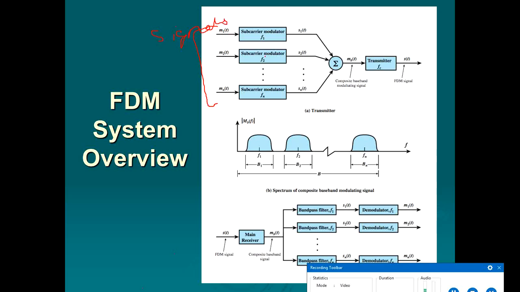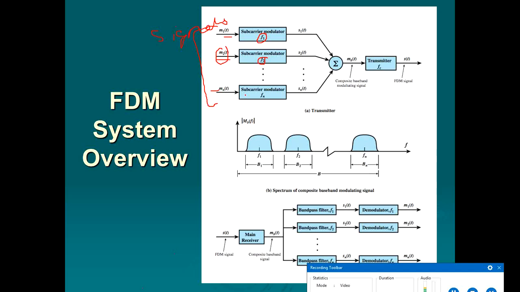Now these signals have certain frequencies, and they are to be multiplexed onto some transmission medium. So each signal M1, M2, M3 is modulated onto a carrier frequency Fi. Each signal may have some carrier frequency F1, F2, F3, Fn. So M1 is modulated using carrier frequency F1, M2 is modulated using carrier frequency F2, and similarly F3, Fn.